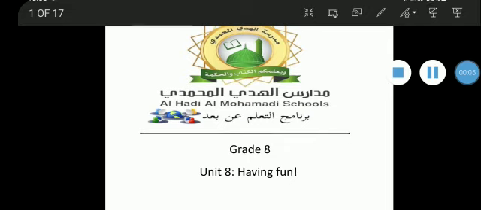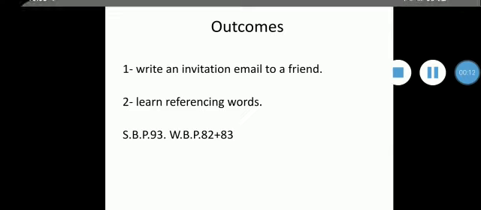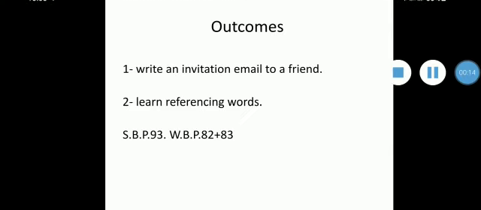For today, inshallah, we're going to continue our lessons from unit number 8, and today's lesson is writing. For today, we're going to have two outcomes. The first one is to write an invitation email to a friend. The second one is to learn referencing words. So you need to open your student book page 93 and your workbook page 82 and 83.